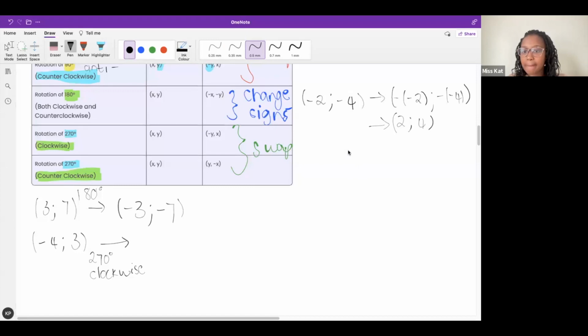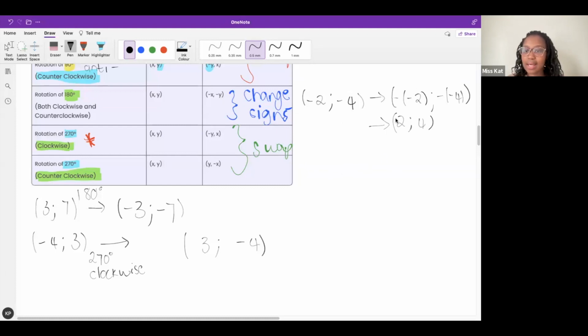Yes, it's here. 270 clockwise. Here's the rule over here. Okay, thank you very much. Charlie has established that we're going to swap the coordinates. So let me first swap them. We have a 3 and we have a -4. One of these is going to change signs. Now look at my table and tell me which one it is. Let's look at my table. Tell me which one is supposed to change signs.